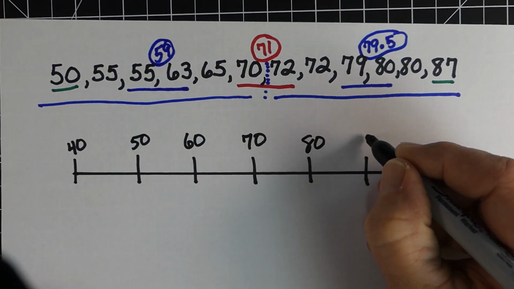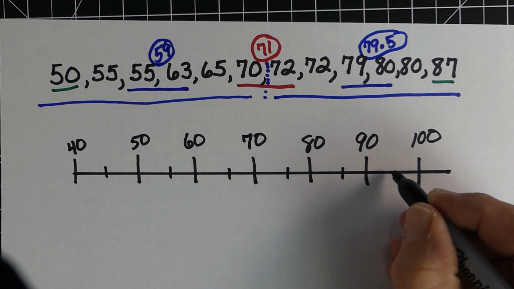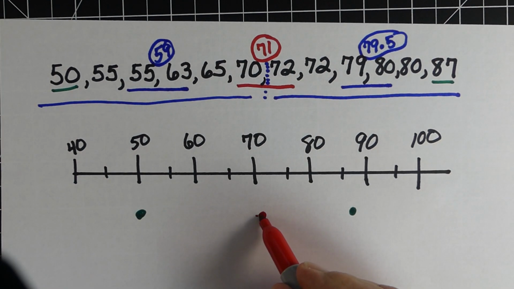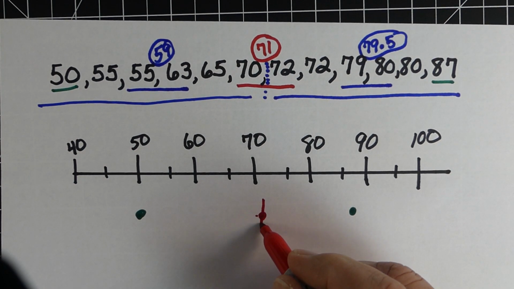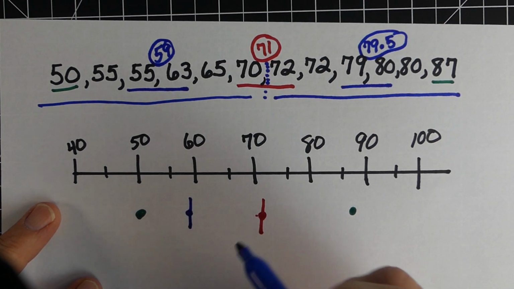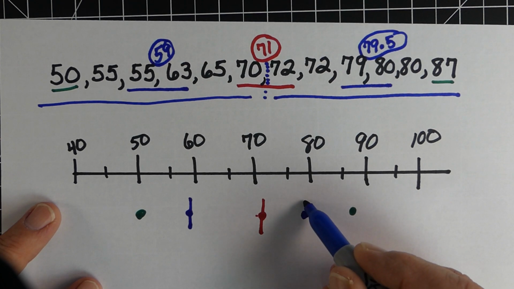We got our number line. We go ahead and make our intervals. You can see I started with 40 and went up to 100 just to make sure I included all the numbers. All right, so you can see we're going to plot our extremes. We're going to plot the median, which is 71. Plot our lower quartile of 59. Plot the upper quartile of 79.5.